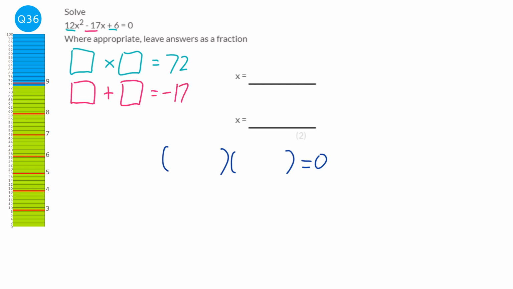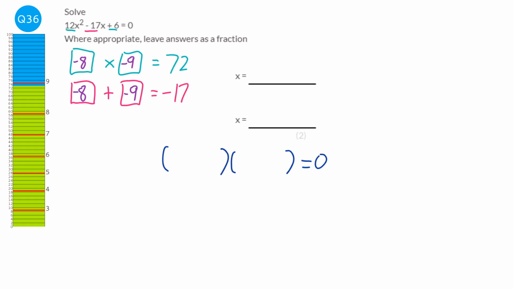So what we can do is write out the factors of 72 and try and find them. We can kind of use our head. So it's going to be minus 8 and minus 9. I knew they both need to be negative because they add together to make a negative and they multiply together to make a positive. And then just trial and error, just think it through and get minus 8 and minus 9.